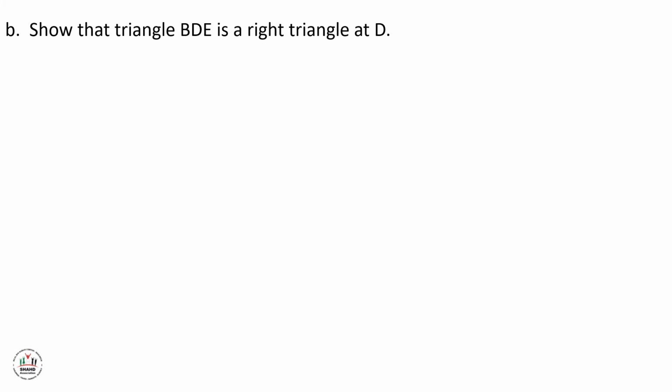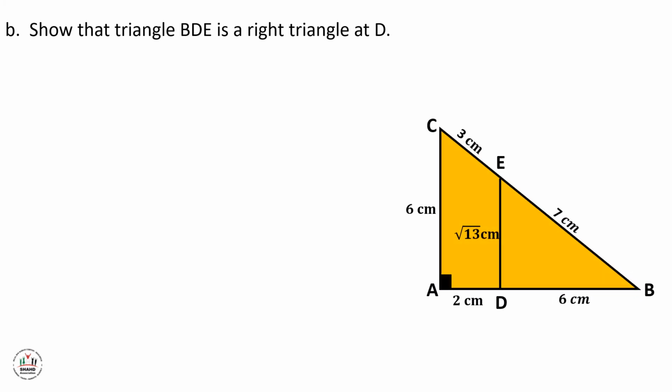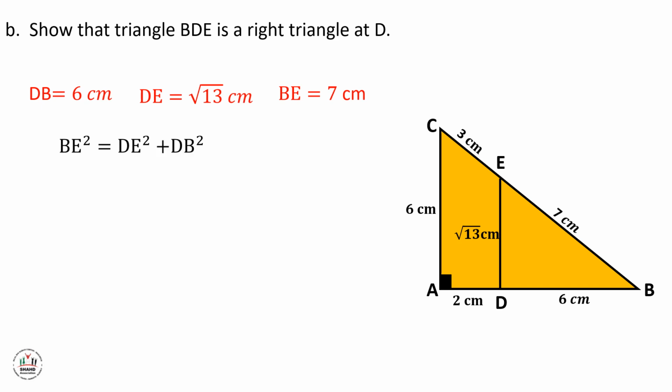In the second part, we want to show that triangle BED is a right triangle at angle D. So we have calculated the length of BE and BD, and the length of side ED is already given. So we only need to apply the Pythagoras theorem. The longest side is BE. So we write BE square. Does it equal DE square plus DB square?